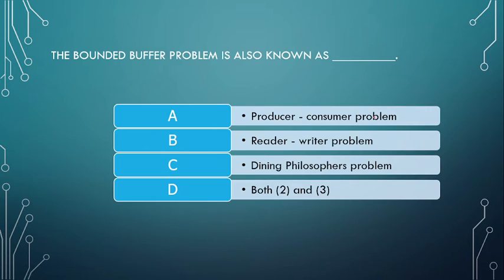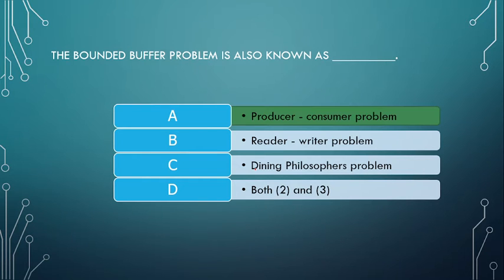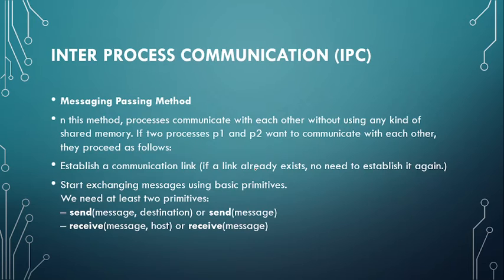And the bounded buffer problem is also known as, this is the first question in this video, the producer consumer problem. It is related to the reader writer problem and the dining philosophers problem. Just now we have discussed that the bounded buffer problem is also known as the producer consumer problem.